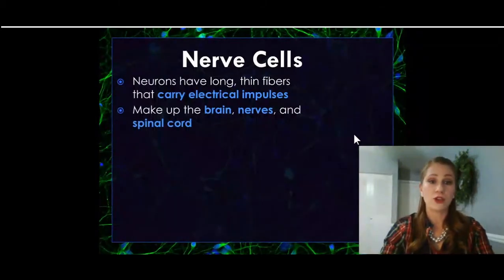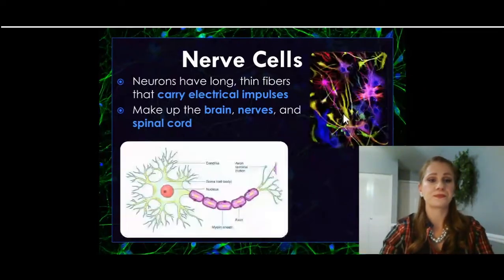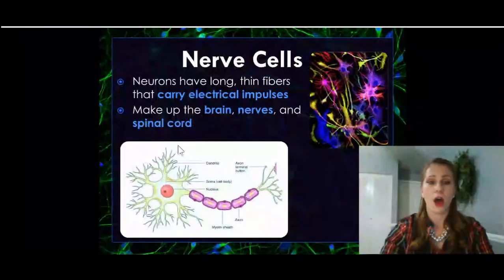They make up the brain, the nerves, and the spinal cord. Your whole nervous system is designed to send all these impulses through your body to make sure that you have all the information you need to do the things you need to do. We have a picture here of our neuron.